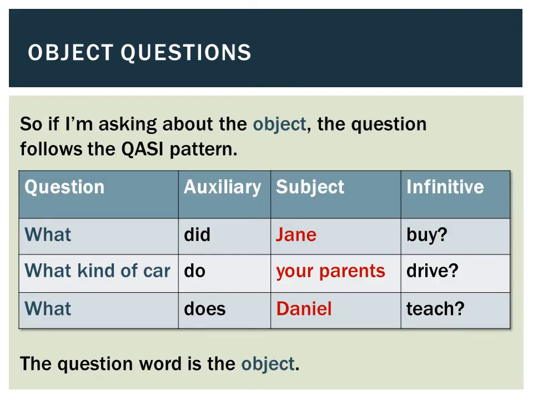So, if I'm asking about the object, the question follows the QASI pattern. Question, auxiliary, subject, infinitive, QASI or quasi. What did Jane buy? What kind of car do your parents drive? What does Daniel teach? They all follow the same pattern. You might notice that I've written the question word in blue. That's because the question word is the object.